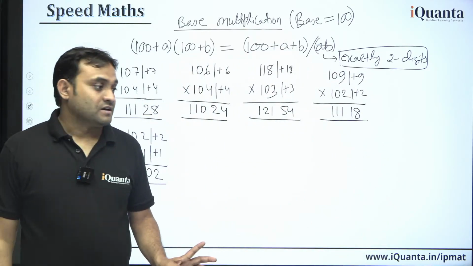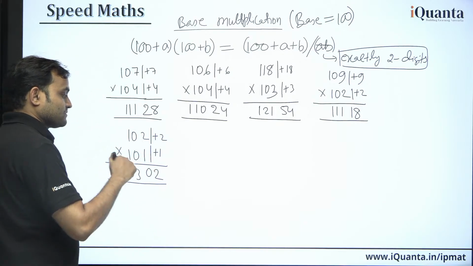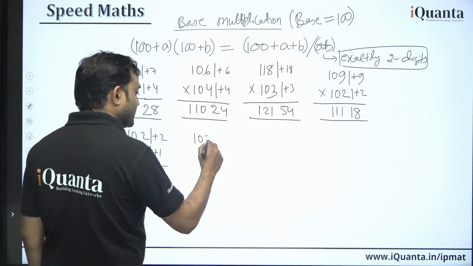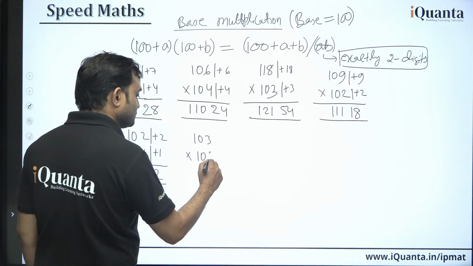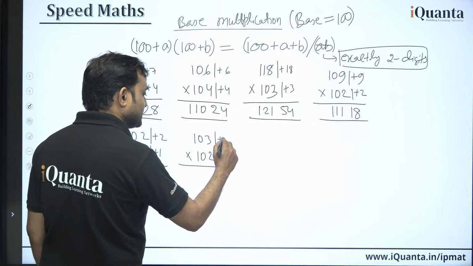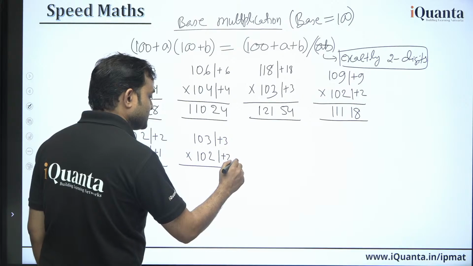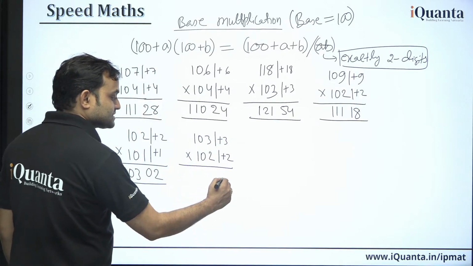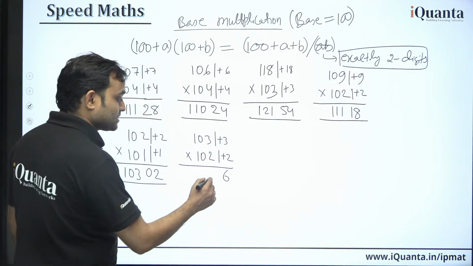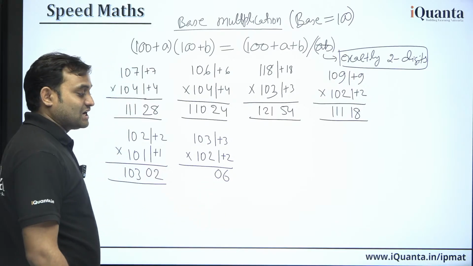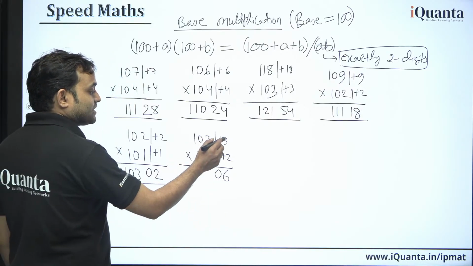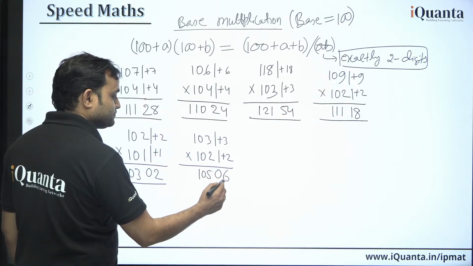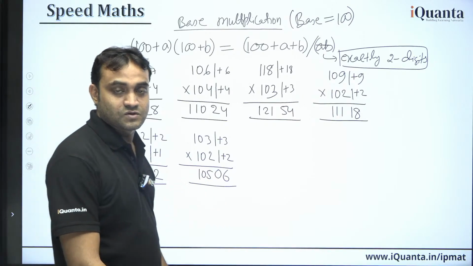Okay. Now, another type is this. So, 103 into 102. The surplus here is plus 3. The surplus here is plus 2. 3 into 2 is 6. But we need to make it a 2-digit number. So, I will add 1 0 on the left. Then 100 plus 3 plus 2 is 105. Right?